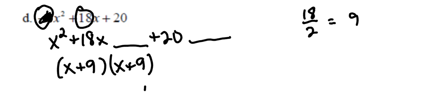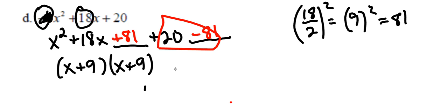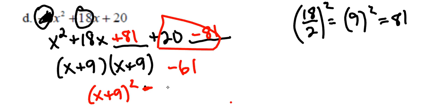Now, what's 9 times 9? If you square that, that's 81. That's what needs to go in the blank. If I put 81 in that blank, I have to put a -81 in this blank. I can't just pull 81 out of nowhere. Those two numbers have to add up to 0. And then I'm going to combine these two, and we're going to get -61. And now my answer is x plus 9 squared minus 61.